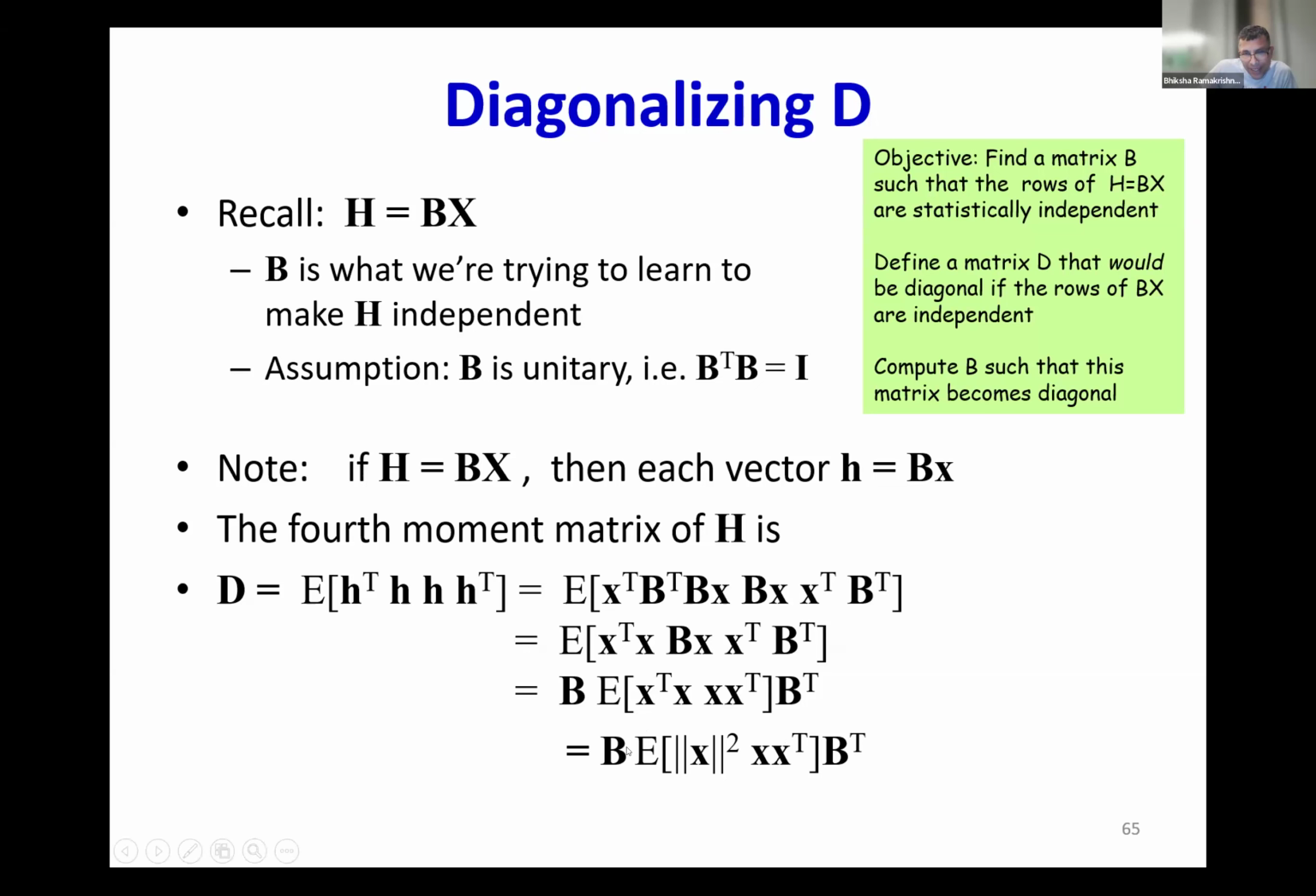And so now I can write this as, again, X is my whitened data, right? I want to find a matrix B such that B times this matrix times B transpose is a diagonal matrix, correct? Correct. Can you tell me how I would do that? Anyone? How could I do this?